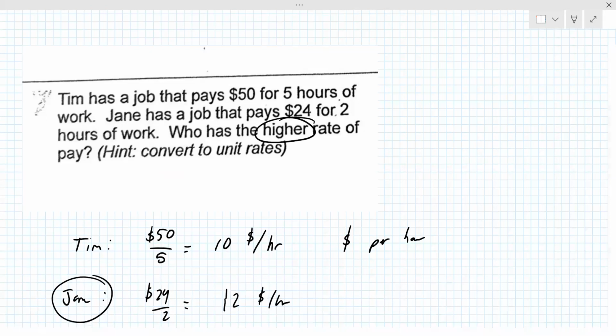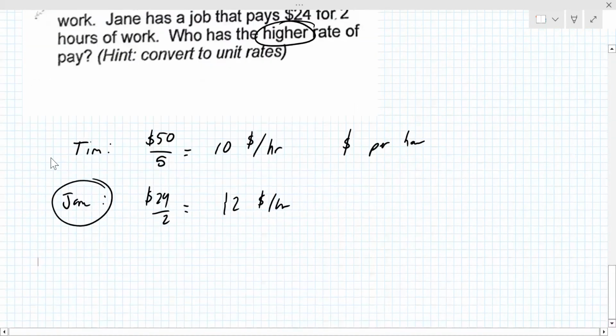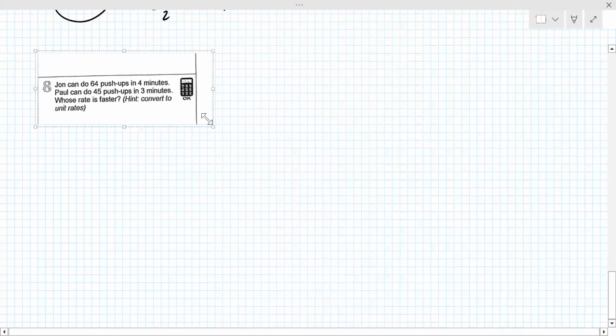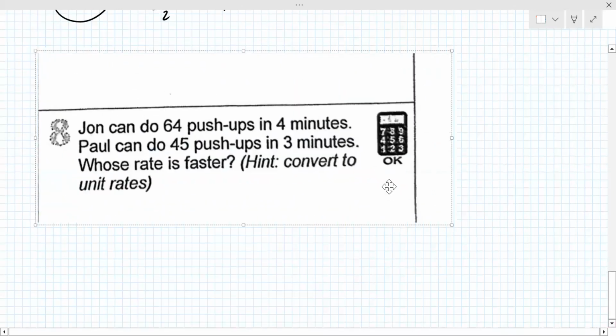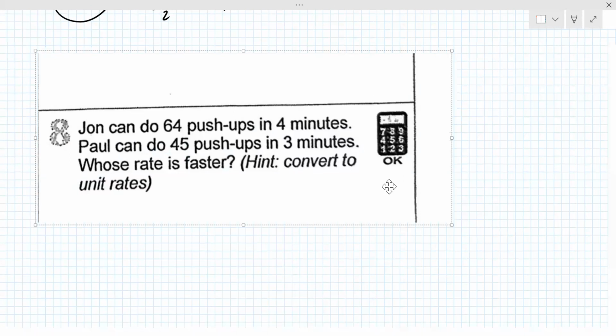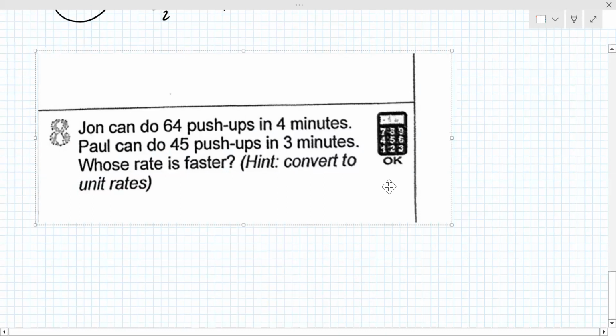Why don't you see if you can do number 8 on your own? It says the calculator's okay. Don't know if that's true or not. But go ahead and work that out and let me know what you come up with. Okay. John can do 65. Let me know if you've got any questions on this.